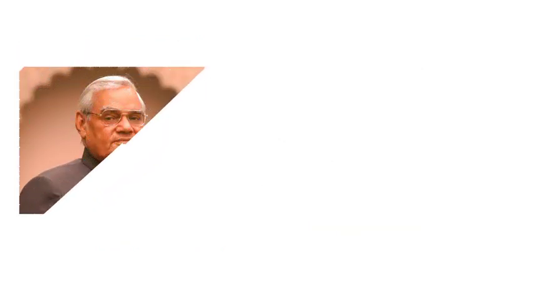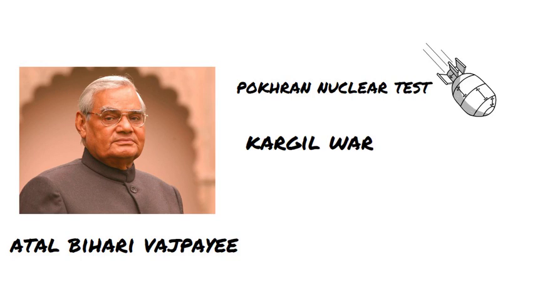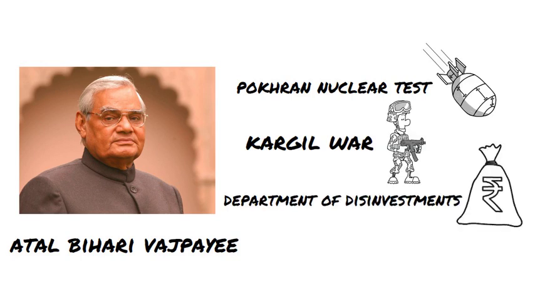10. Atal Bihari Vajpayee. He took oath as the PM thrice, serving from May 1996 to June 1996, then from 1998 to 1999, and then finally from 1999 to 2004. During his tenure, India conducted the Pokhran nuclear tests, successfully fought the Kargil War, and set up a separate department for disinvestment.